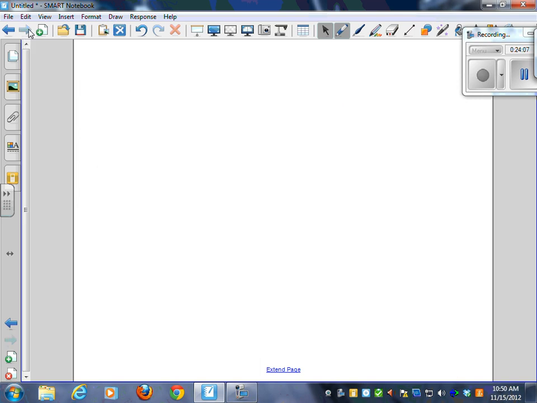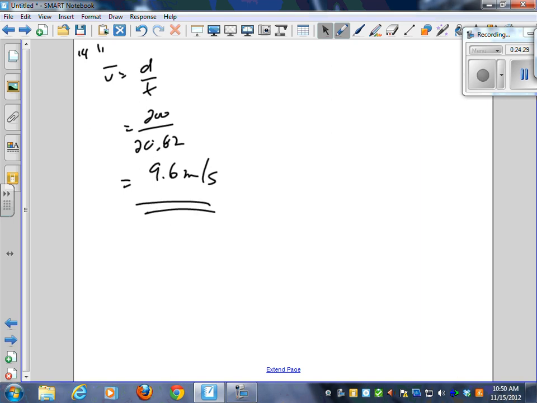I think everybody got the sprinter finishing the race. Question 14, a sprinter finishes the 200-meter race. It's the same as 11. So V bar equals d over t. The displacement is 200. The time is 20.82, giving us a velocity of 9.6 meters per second. Again, straight up and down.